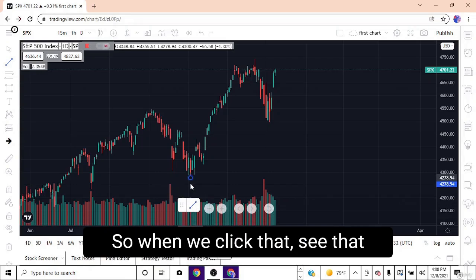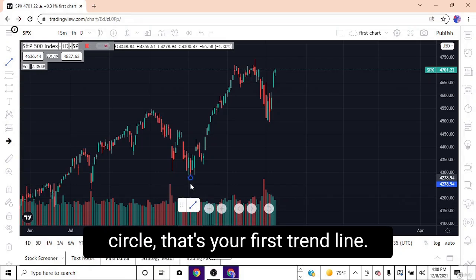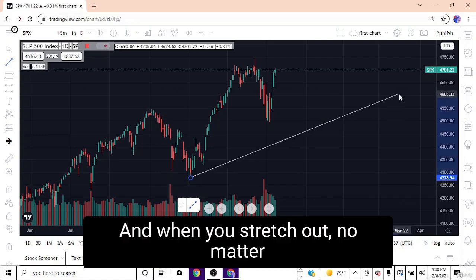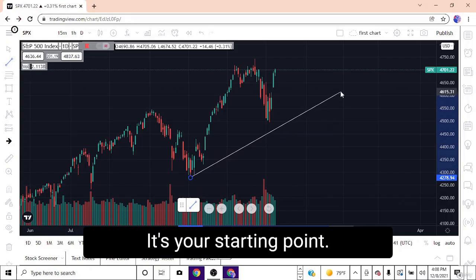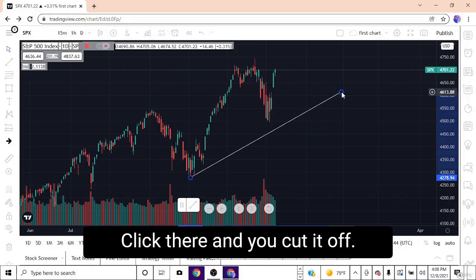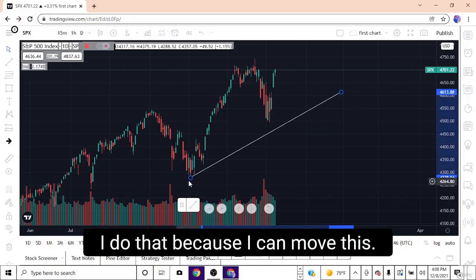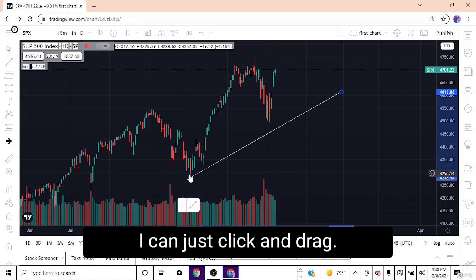So when we click that, see that circle? That's your first trend line. And then when you stretch out, bam, no matter where you go, that trend is there. It's your starting point. Now click there and you cut it off. I do that because I can move this. I can just click and drag.